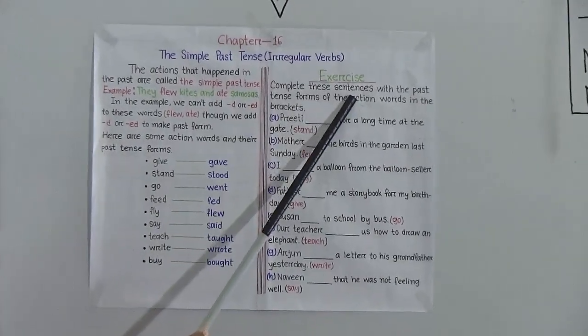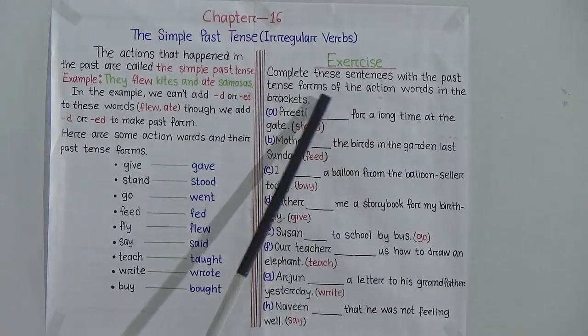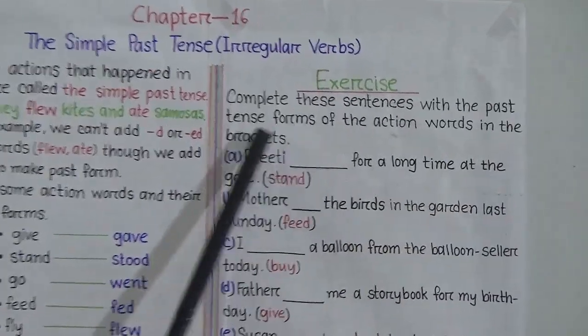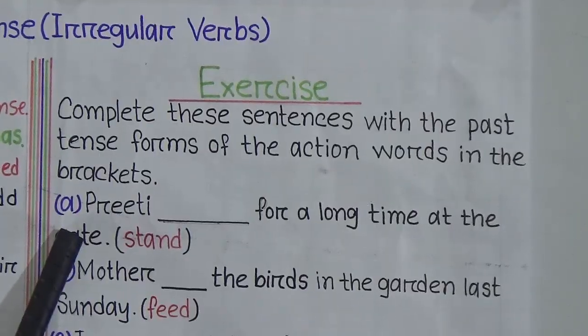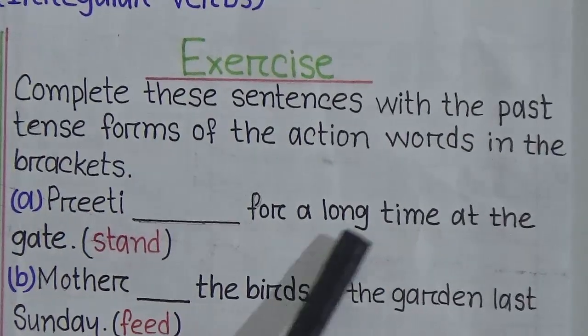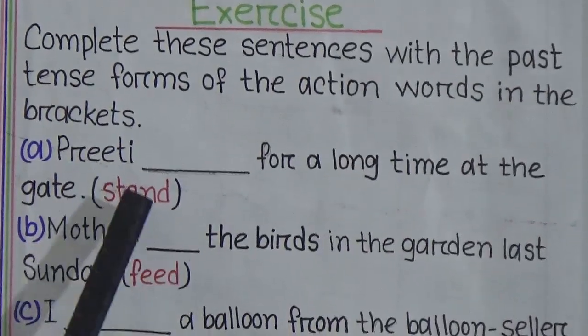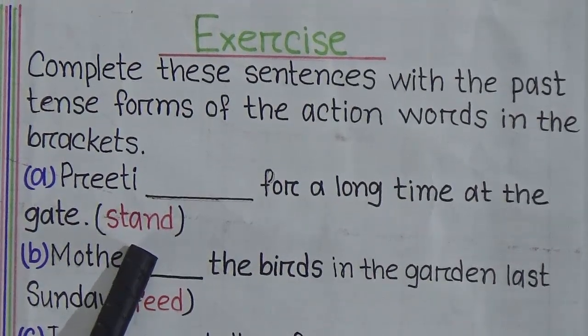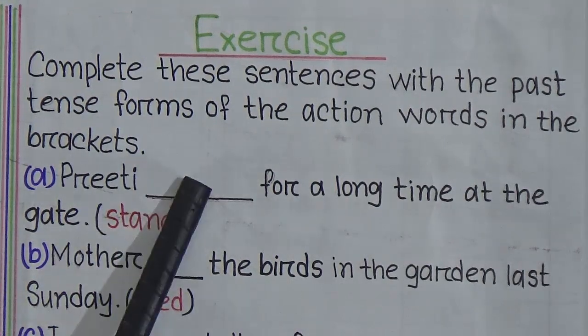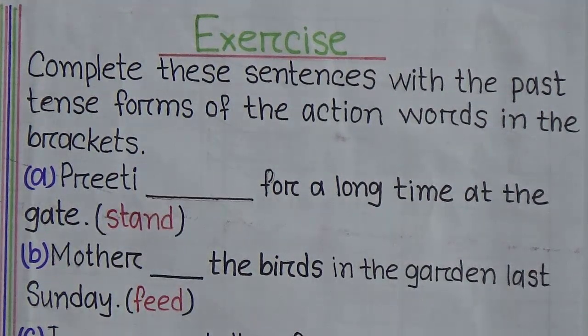Complete these sentences with the past tense forms of the action words in the brackets. Number A. Preeti stood for a long time at the gate. Our given word is stand. Students, you have to write the past form of the word in the gap.